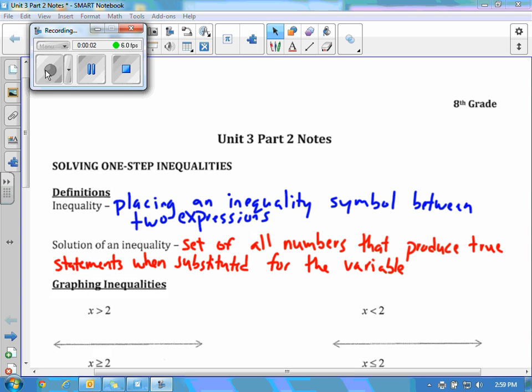Welcome to Unit 3, Part 2. In Unit 3, Part 2, we're going to talk about solving one-step inequalities. So before we do that, I've got a couple definitions here for you.